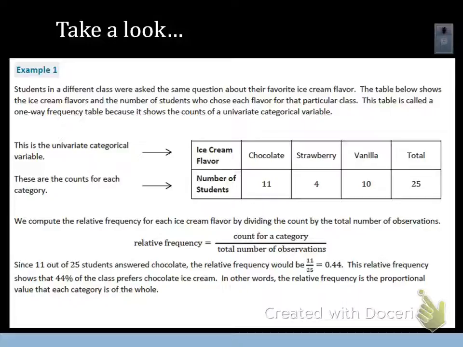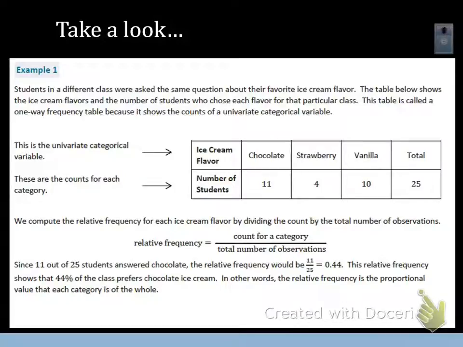So for example, since 11 out of 25 students answered chocolate, the relative frequency for chocolate ice cream, of students preferring chocolate ice cream, is 11 out of 25, which is 0.44. That is 44% of the class. So the relative frequency shows that 44% of that class prefers chocolate. In other words, the relative frequency is the proportional value that each category is of the whole. So again, it is just like the probability.